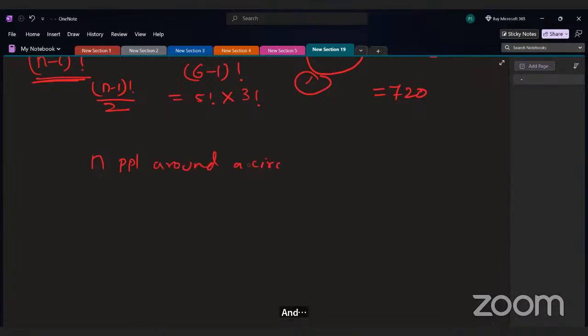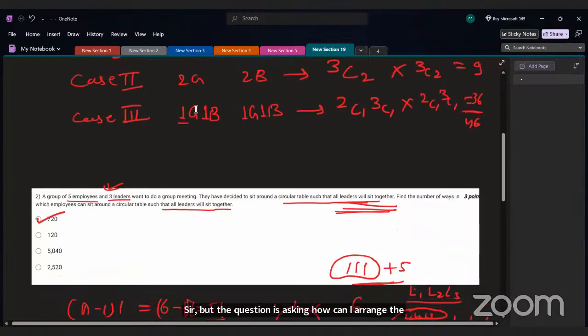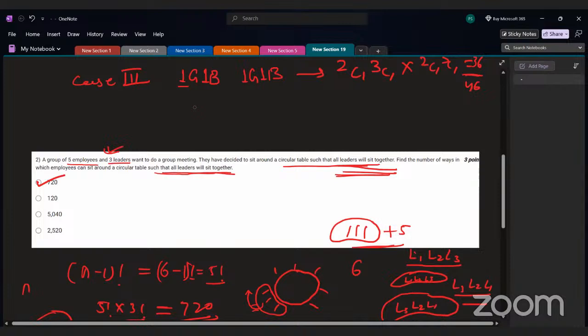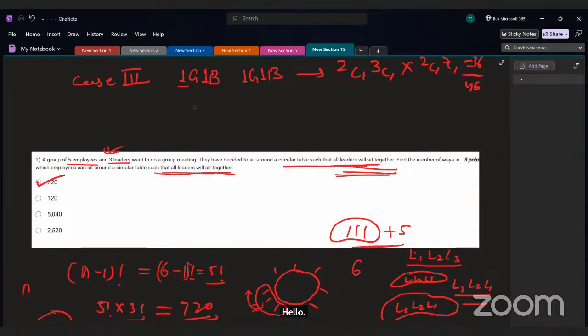Sir, but the question is asking how can we arrange the employees, not the leaders. No, the question is asking in how many ways employees can sit around a circular table so that all leaders will sit together. So in the 5 employees, 5 factorial is 120, I think. Like first of all, you are applying 5 factorial. Even if you do it this way, we just have to arrange 5 factorial. But if you go through the question again, in which employees can sit around a circular table such that all leaders will sit together, they are including leaders in the employees.